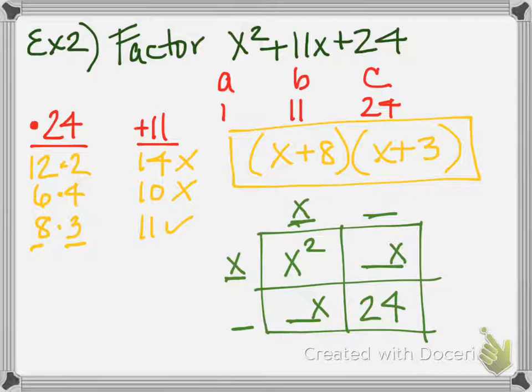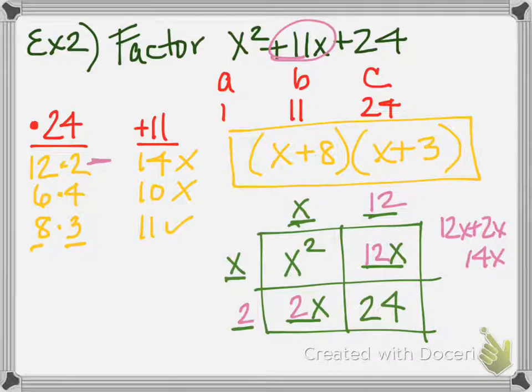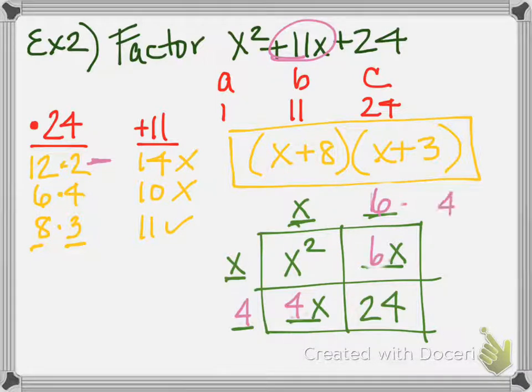So we could guess, if I started out like I did over here, I would have started with 12 and 2. So this would be 2x and this would be 12x, and 12x plus 2x is 14x, which I need 11, so 14x is not going to work. So erase that, erase the 12 and the 2, and try something else. If I did the 6 and the 4, same idea. This would be 4x, this would be 6x. 4x plus 6x is 10x, and again I need 11, so that's not going to work.